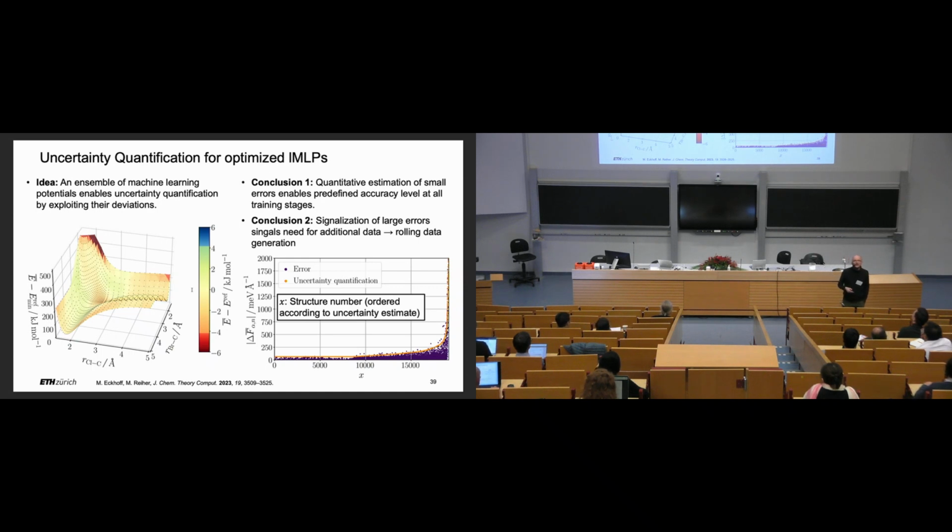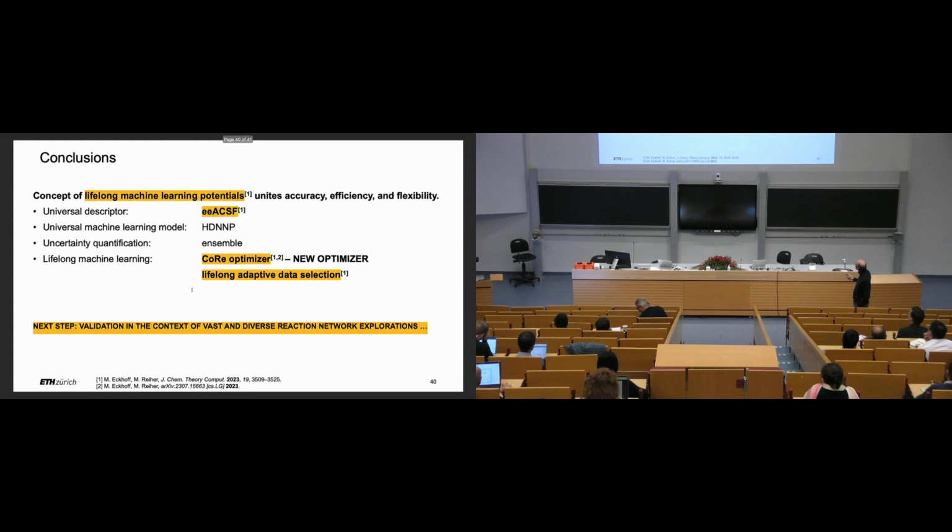Right? So we create more than one machine learning potential, and then we see how they perform, and from the results from the scatter that we get, we draw conclusions about the uncertainty. And that also tells us where we will need more data for improving the machine learning potentials. This is basically all I wanted to tell you.